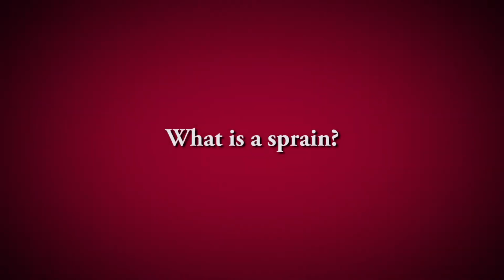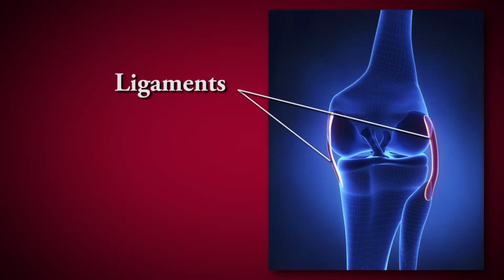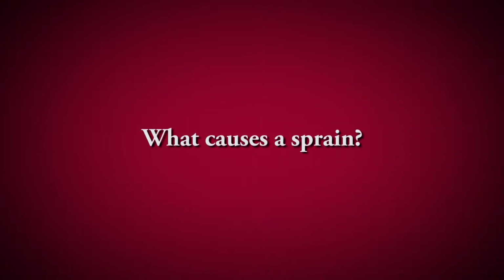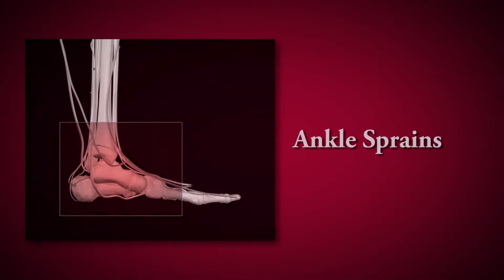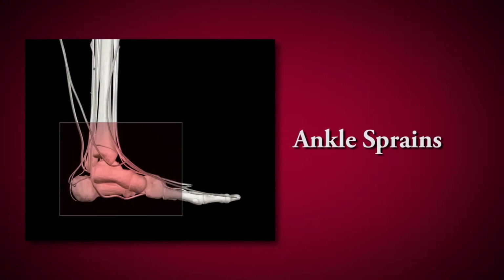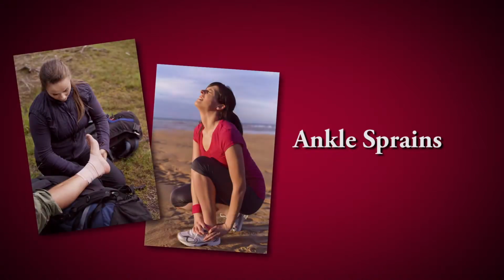It's a stretching or tearing of the ligaments when a joint is stressed. Ligaments are tough bands of fibrous tissue that connect one bone to another bone in a joint. One of the most common examples of a sprain would be an ankle sprain. There are several ligaments around the ankle that can be injured if someone's walking or exercising and they step awkwardly or land on an uneven surface and twist their ankle.